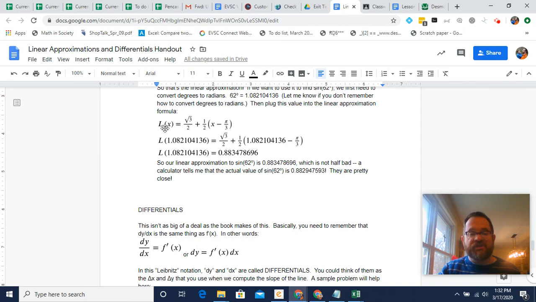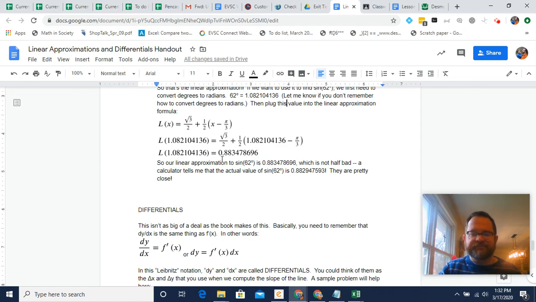Here's our linear approximation. L of x is square root of 3 over 2 plus 1/2 times the quantity x minus pi over 3. And plug in that value, this weird long number, 1.8 something, is 62 degrees in radians. Plug it in, chug, chug, chug, and you get this number. This is our approximation to the value of the sine of 62 degrees.